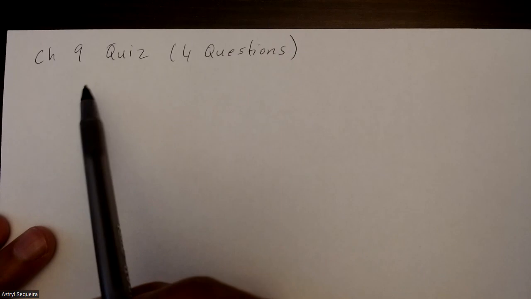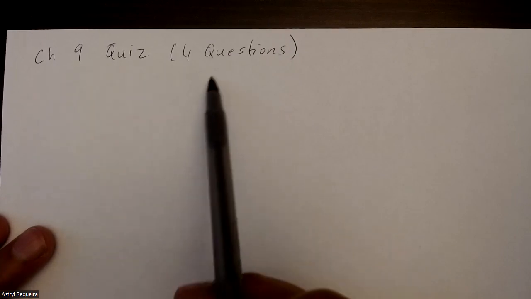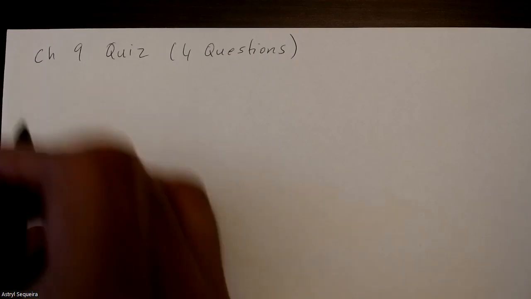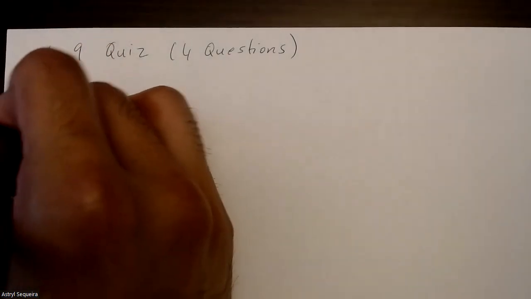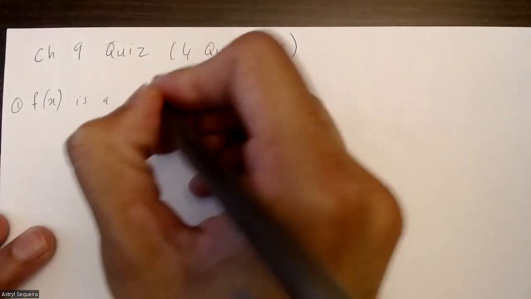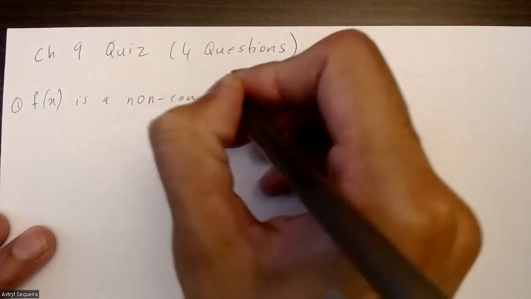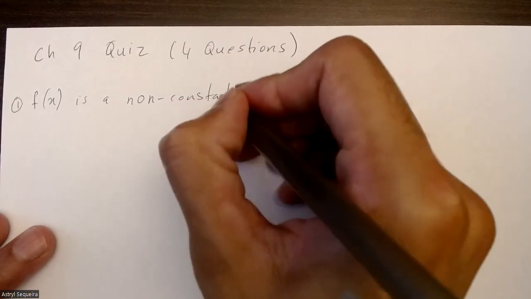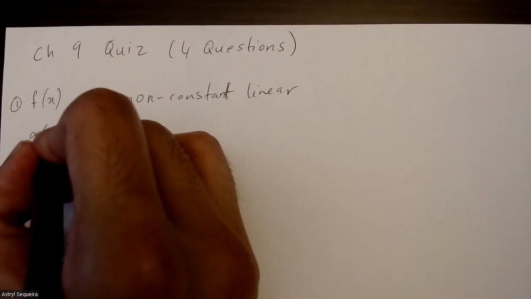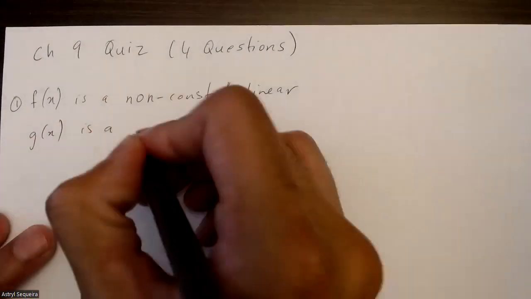All right, so in this video, we are going to do another Chapter 9 quiz. This is a short one. It's just 4 questions. First question tells us that f of x is a non-constant linear function, and g of x is a quadratic function.